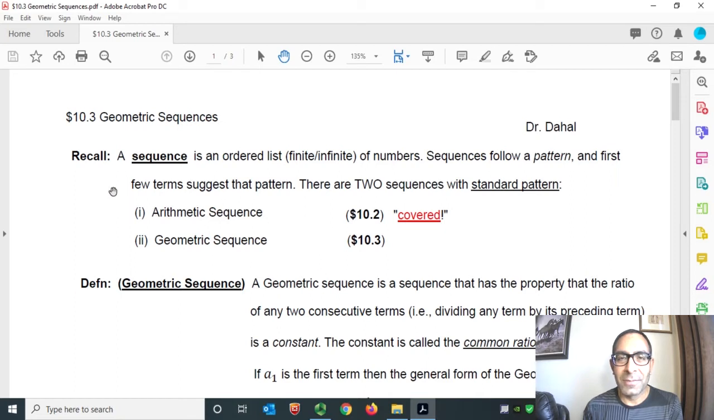First, quick recall about a sequence. A sequence is an ordered list of numbers. Sequences follow a pattern and the first few terms suggest that pattern. There are two sequences with the standard pattern that we cover in this class. First, the arithmetic sequence, which we already covered in our last class, and now we'll cover the geometric sequence in this class. So now let me begin the geometric sequence.